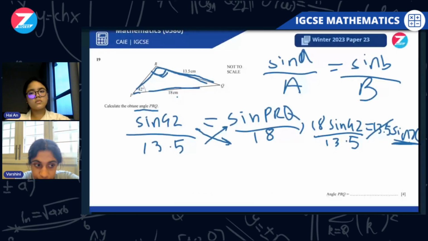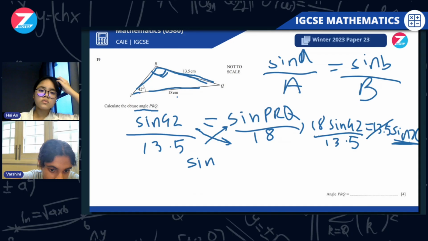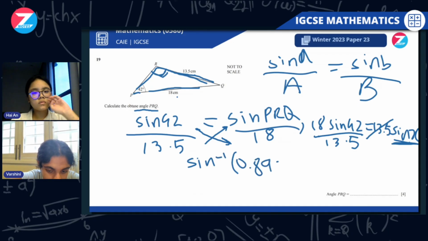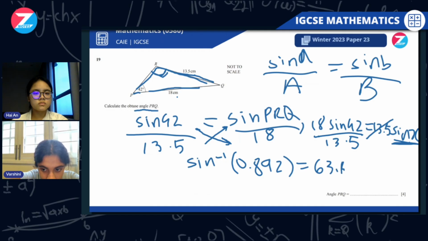Remember, we want x, so we just do sine inverse. In our calculator, we do sine inverse of 0.892, and you should get 63.147 something. But before we go on, they want the obtuse angle. They don't want the acute angle, and we can see it's below 90, so it's obviously an acute angle.